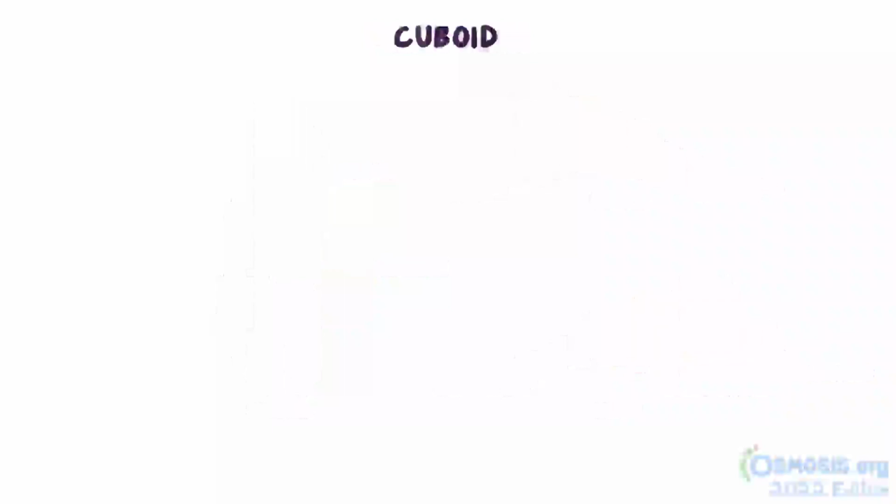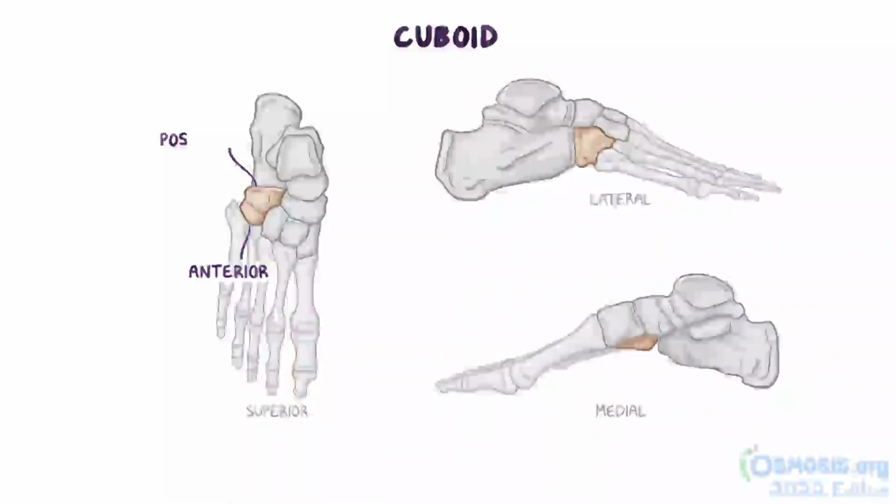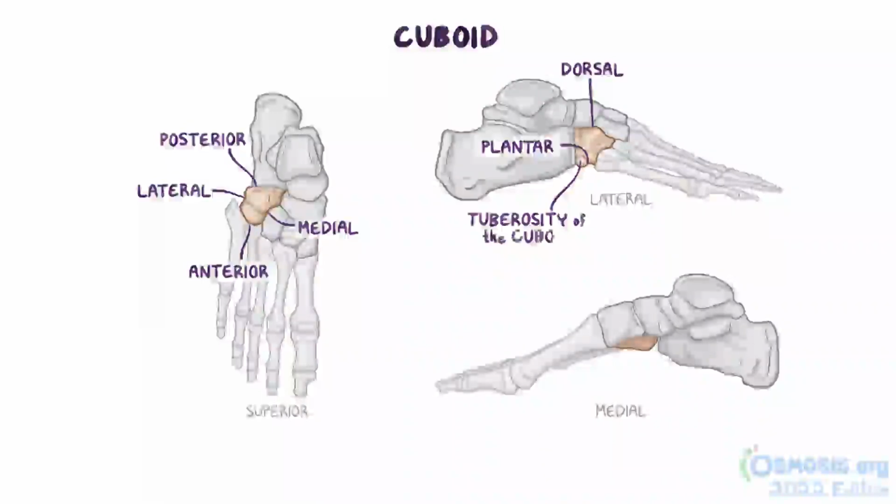Fourth, the cuboid is a cubical bone, as expected, and it's the most lateral bone in the distal row of the tarsus. This means it has 6 surfaces: anterior, posterior, dorsal, plantar, medial, and lateral, most of which articulate with other bones of the foot. Its most important landmarks are the tuberosity of the cuboid, and on the inferior lateral surface there's a groove for the fibularis longus, or peroneus longus muscle tendon.